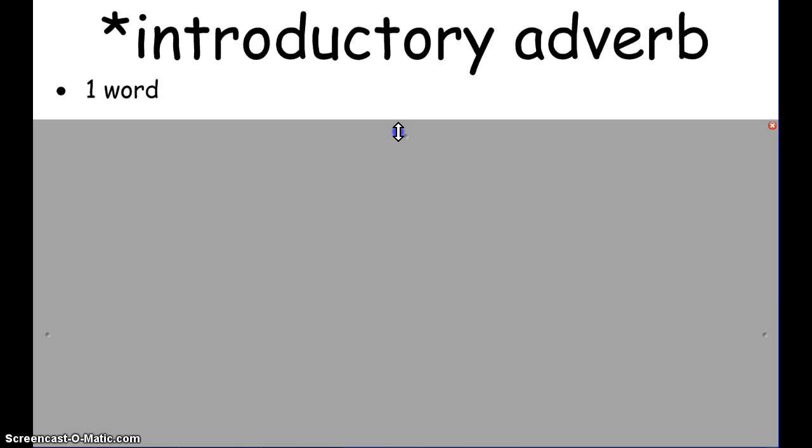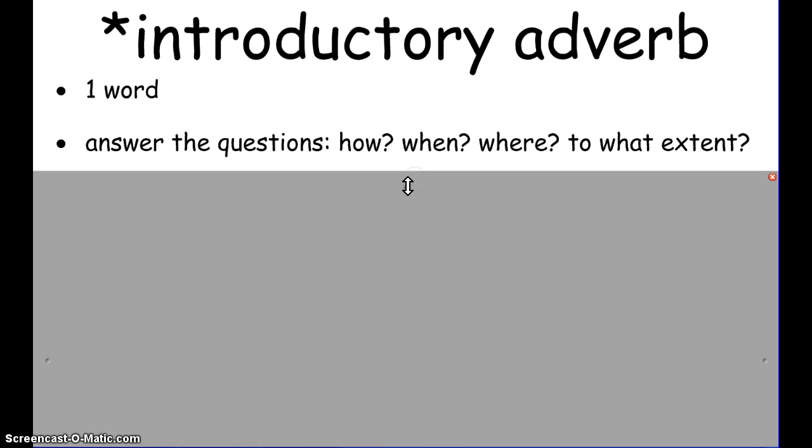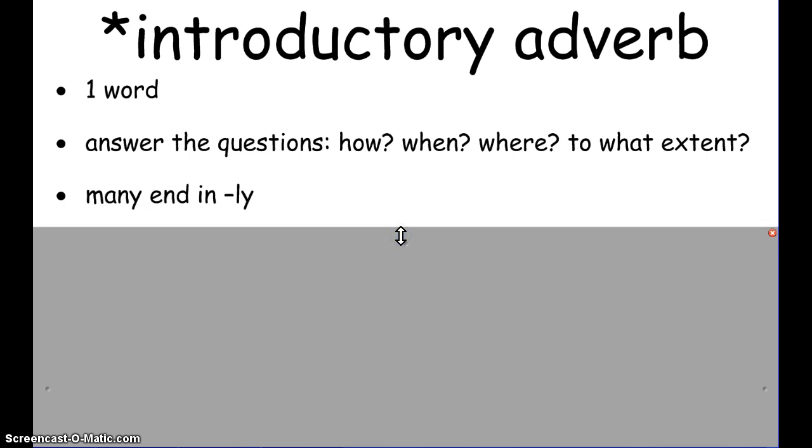On to number 3, introductory adverb. Nothing new here. What are we looking for? One word. Adverbs, and just because we know that the English language has to be difficult, we have words and phrases that can be used as adverbs, but when we're looking for an introductory adverb for the purposes of our writing in class, we're looking for a one-word adverb. They answer the questions how, when, where, and to what extent. And many of them end in ly, but not all.